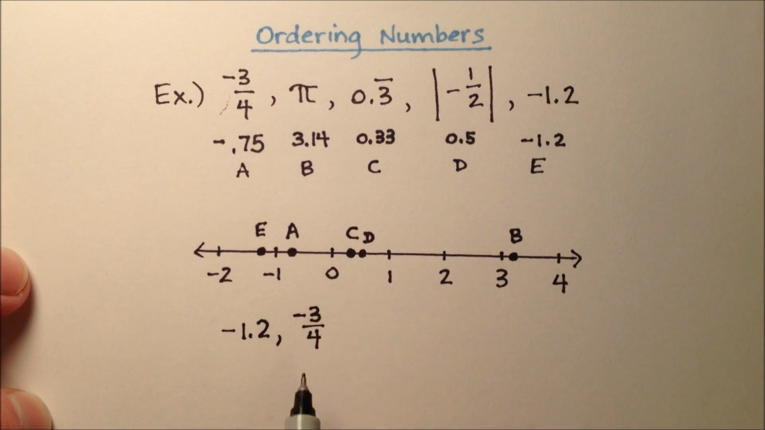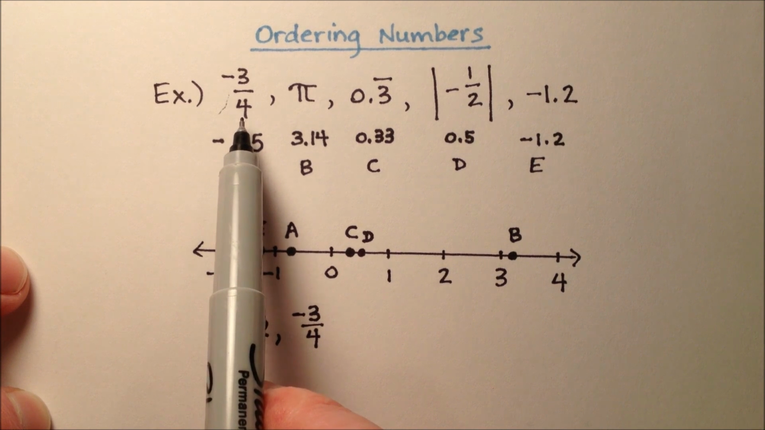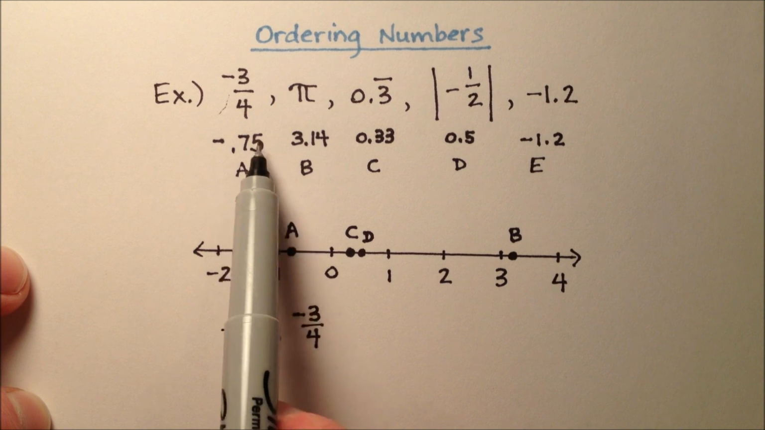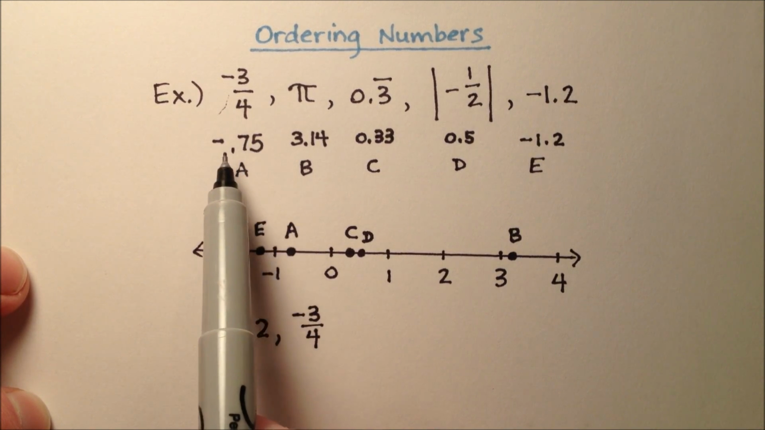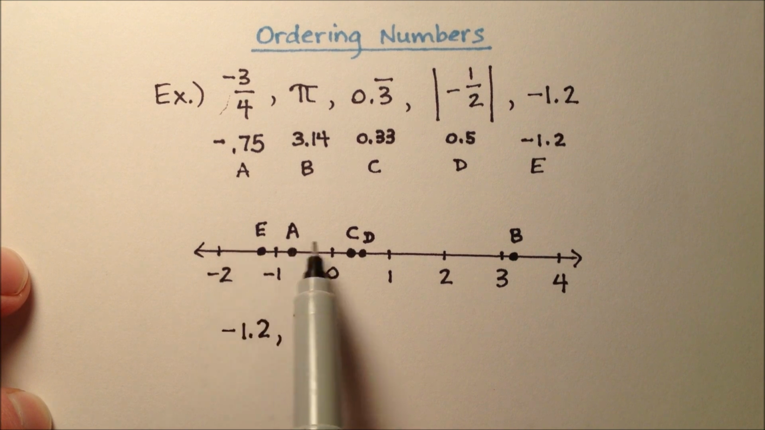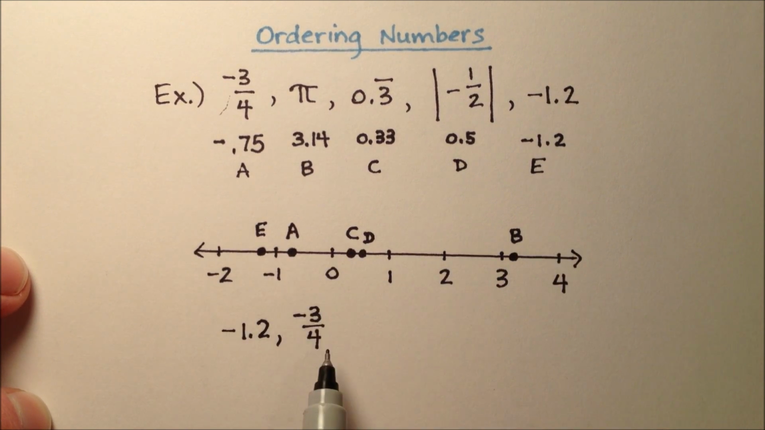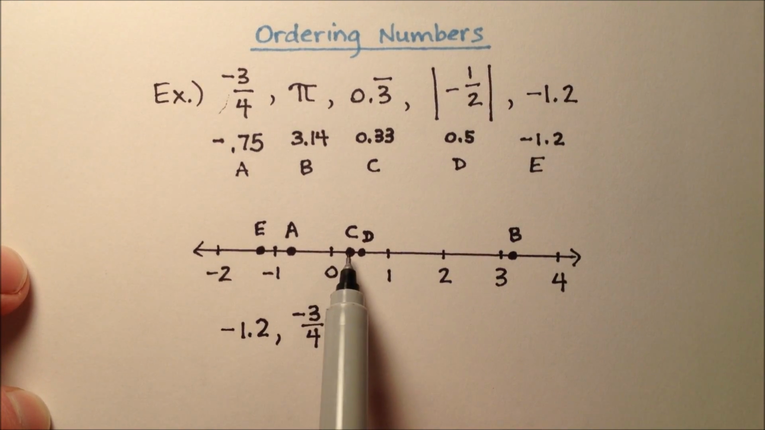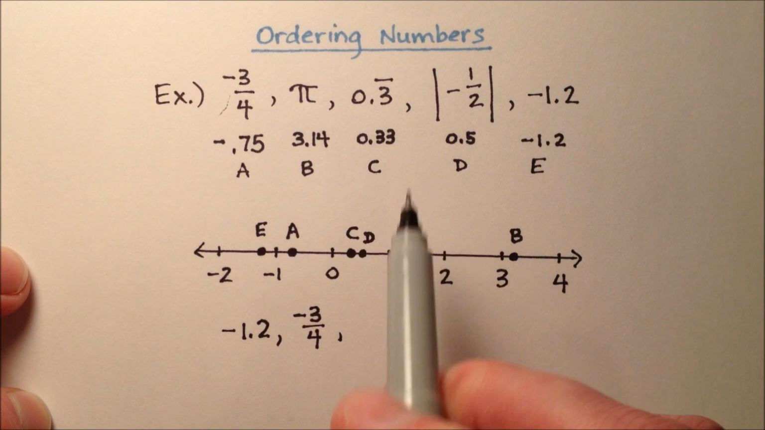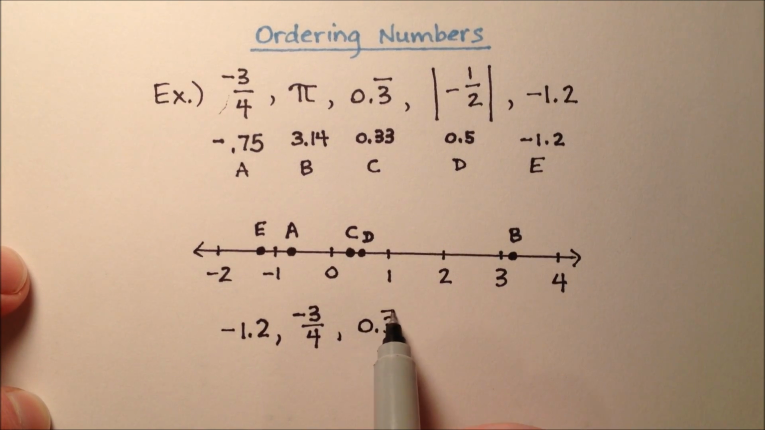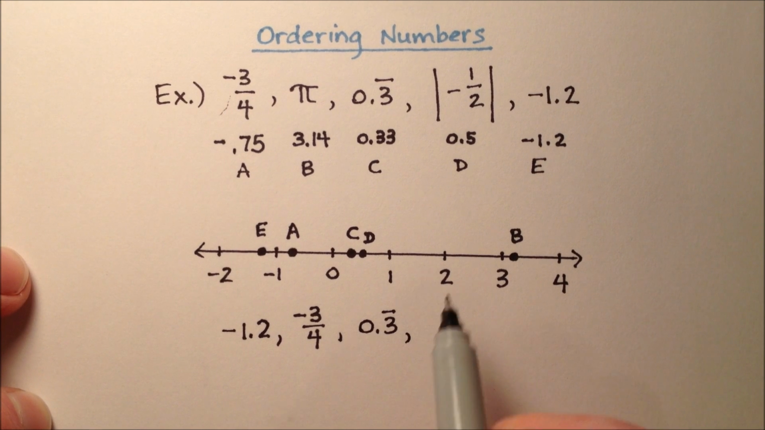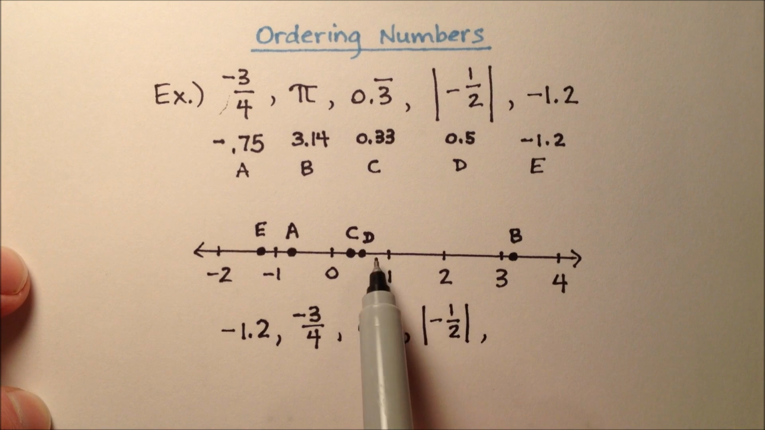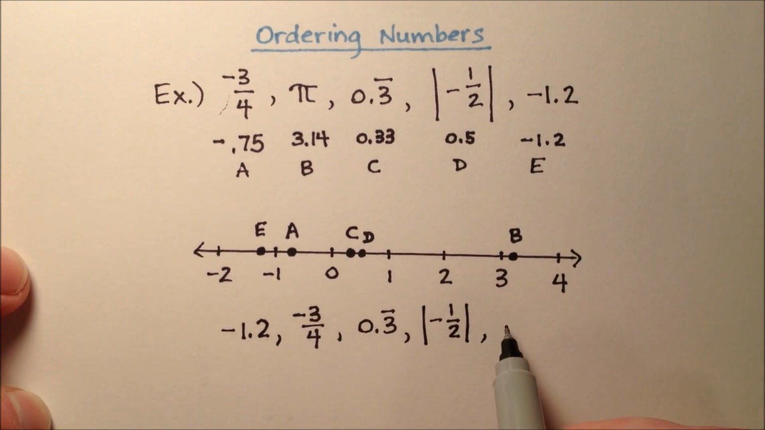Make sure to always write the value that they gave you in the problem. Don't write -0.75 and don't write A, because these values were merely contrivances that we came up with in order to help us graph them on a number line. So always write the number that they gave you from the problem. The next one is C, and C was 0.3 repeating. Next one is D, and D was the absolute value of -1/2. And our final value was B, and he was pi.